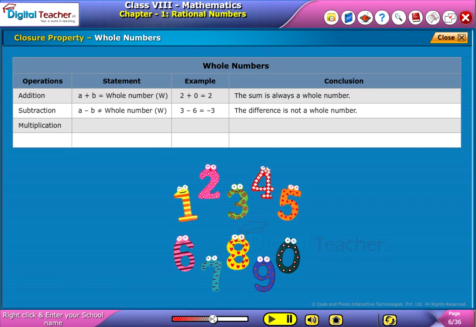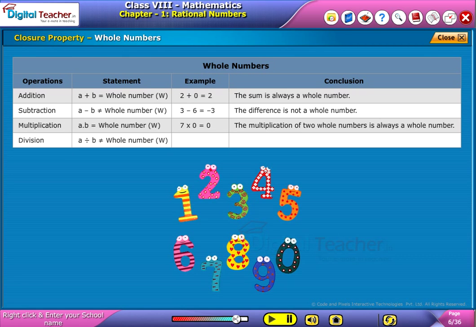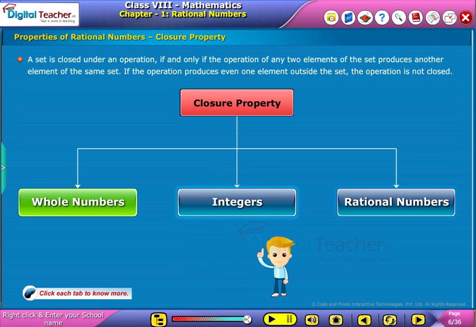Under multiplication, it states that the product of two whole numbers is again a whole number. For example, product of 7 and 0 is again 0, which is a whole number. It concludes that the multiplication of two whole numbers is always a whole number. Under division, it states that if two whole numbers are divided, the result is a rational number. It concludes that the division of two whole numbers is not a whole number.